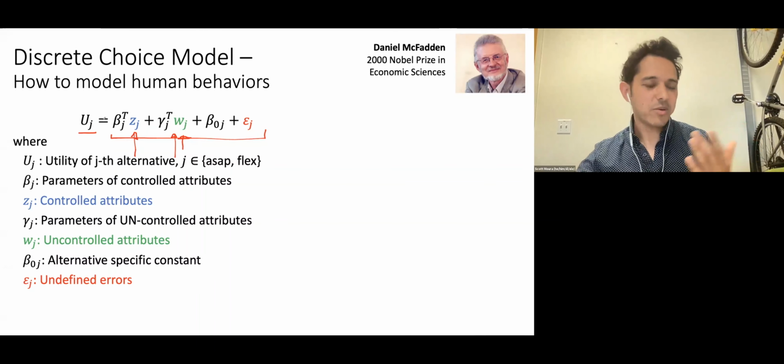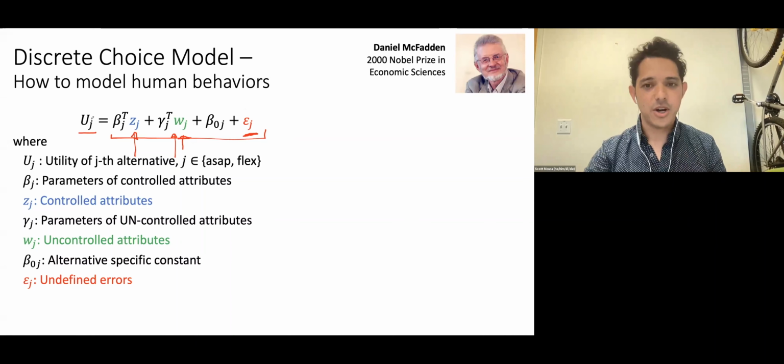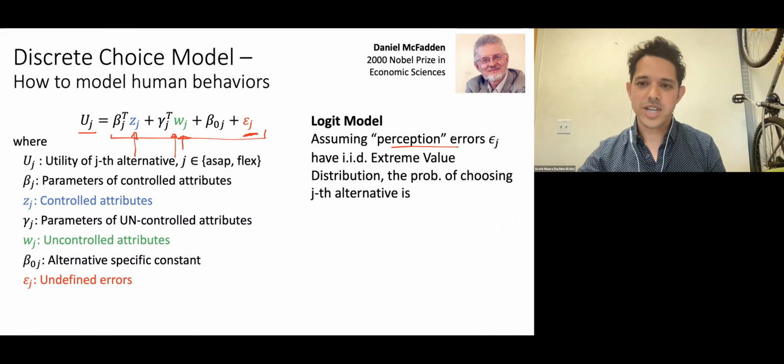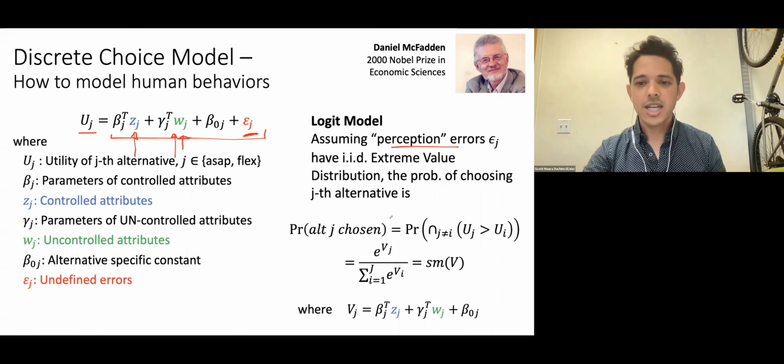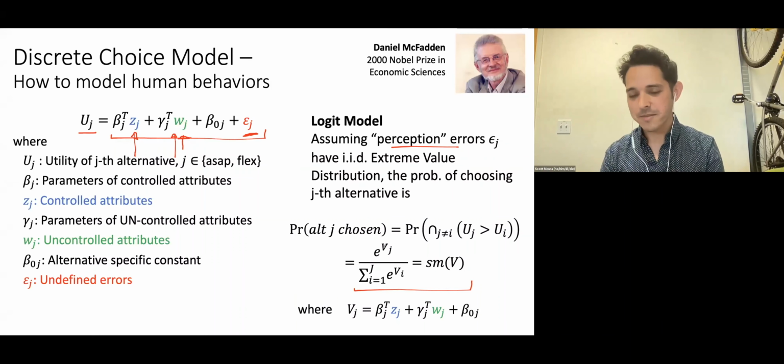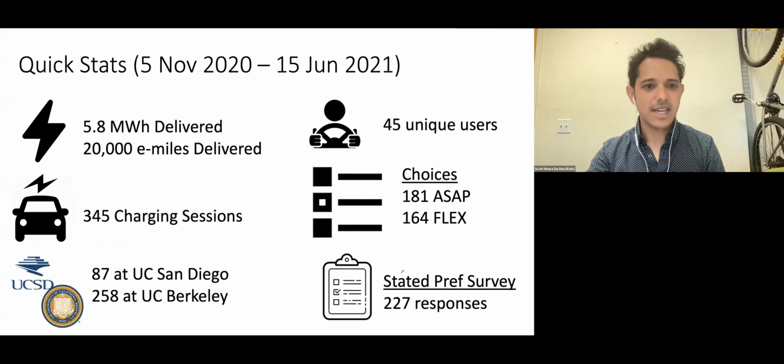Now, we don't here assume that people are robots. There's actually a perception error that's indicated by epsilon. So then U is actually a random variable. And it turns out that under a particular assumption about the distribution of epsilon, you get this interesting mathematical form for the probability that they pick any given choice J, where J can be ASAP or flex. And it actually follows the softmax function, which is popular in machine learning, which mathematically looks like this. Now, we're going to come back to that in a sec.